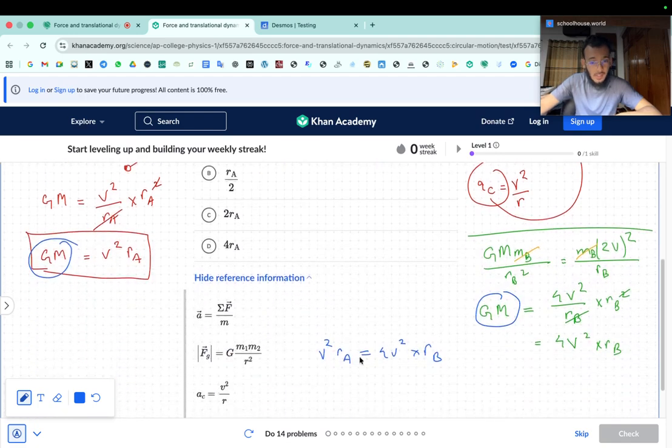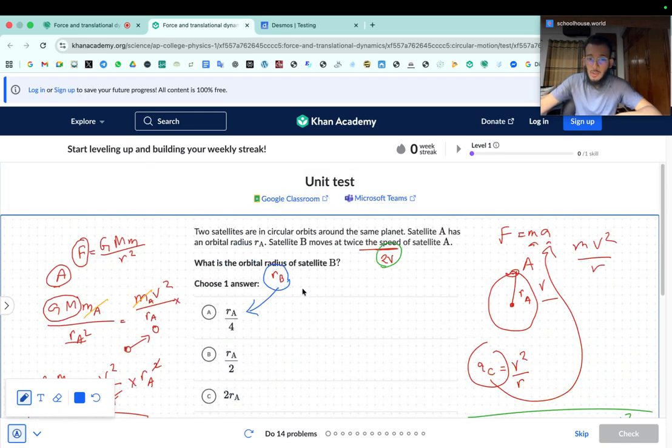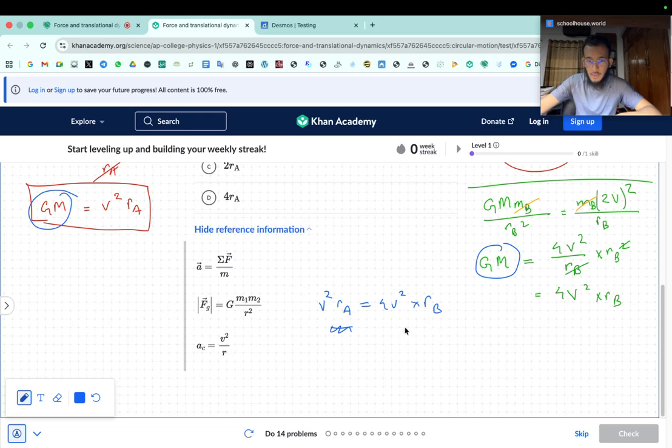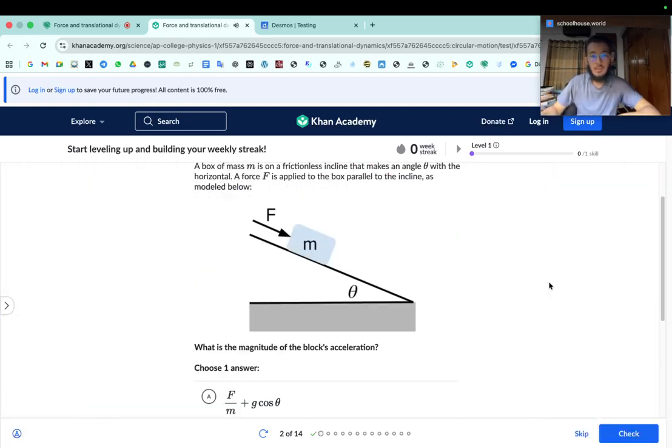Now they have asked us to find the orbital radius of rB in terms of rA. So we have successfully found a relation between rA and rB in a single equation. And now our job is just to make rB the subject. If we do so, what do we get? v squared times rA divided by 4v squared equals rB. So v squared and v squared get cancelled out. rB equals rA divided by 4. So A is our answer. There we go.